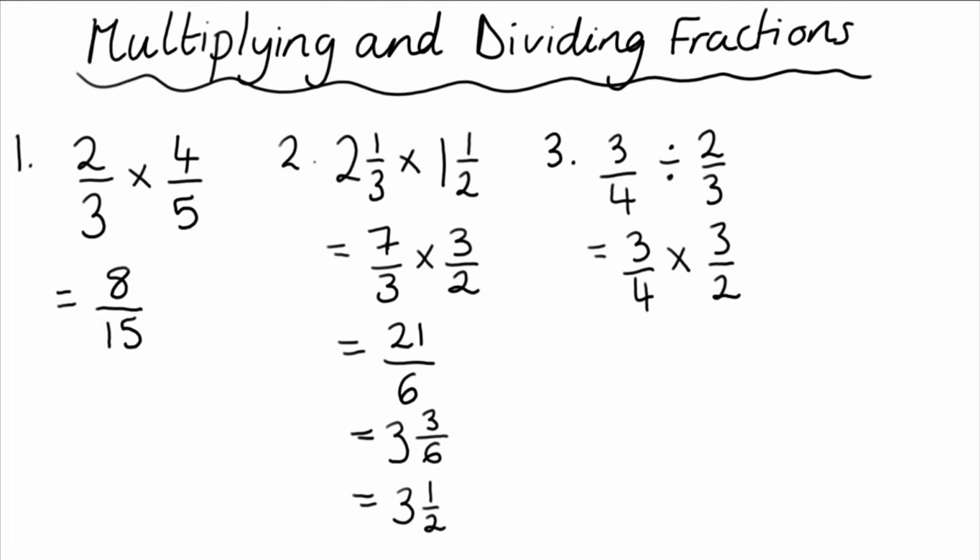So you have to multiply instead of divide, but you must make sure that you've turned your second fraction upside down. 3 3s are 9, 4 2s are 8, so we can leave it as 9/8 or convert it into a mixed fraction. 8 goes into 9 once with 1 left over, 1 1/8. If you've got any mixed fractions, make sure you change them into top heavy fractions first before you start.